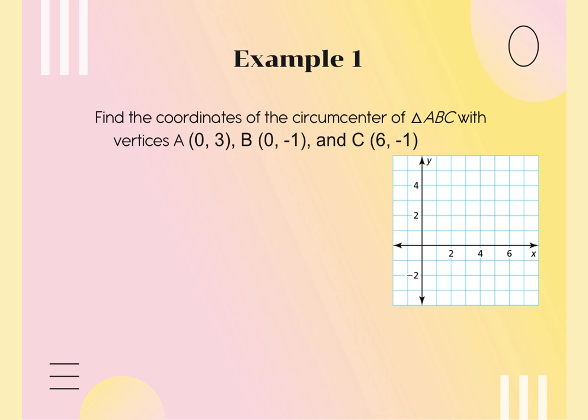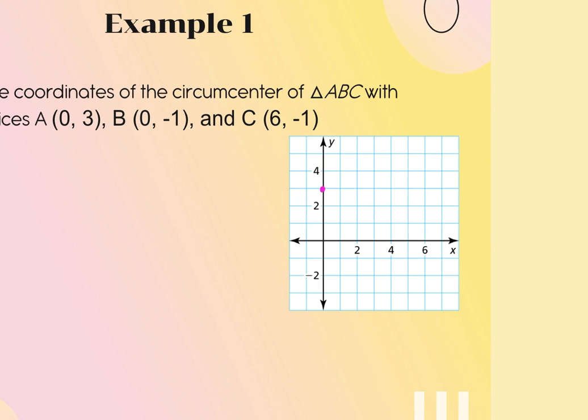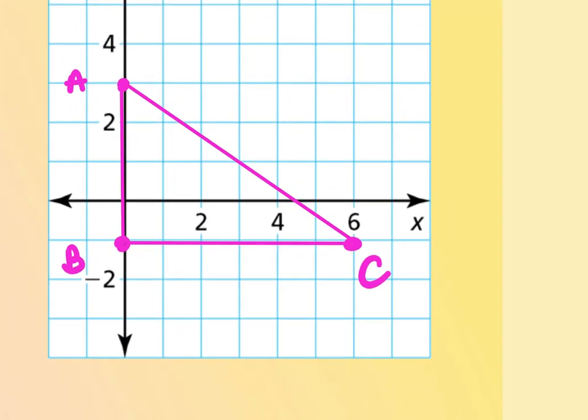Example 1 says find the coordinates of the circumcenter of triangle ABC with vertices (0, 3), (0, -1), and (6, -1). So if this is my triangle, then I would find the perpendicular bisector of each side. First of all, I'd find the midpoint, and I'd find my perpendicular segment. On the legs of this right triangle, it should be easy because the perpendicular is going to be either vertical, or in this case, horizontal.